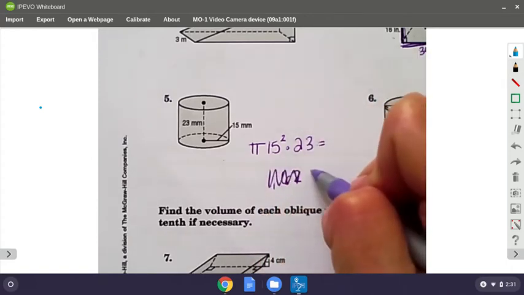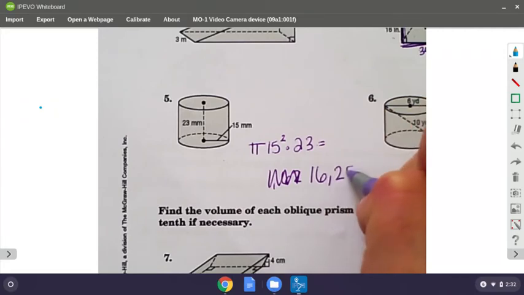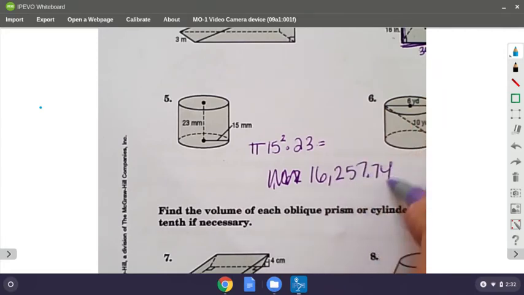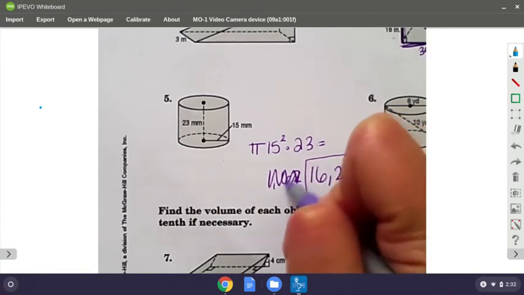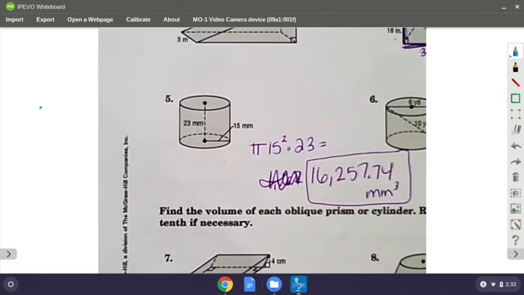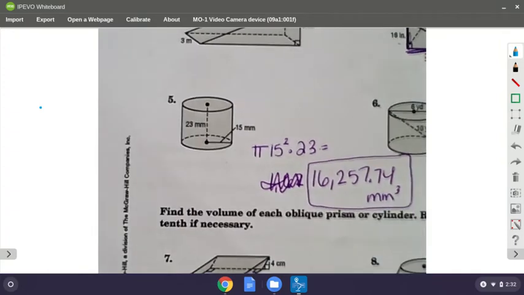This one's going to be 16,257.74 millimeters cubed. Okay, so there's a cylinder. Next, I'll do a pyramid.